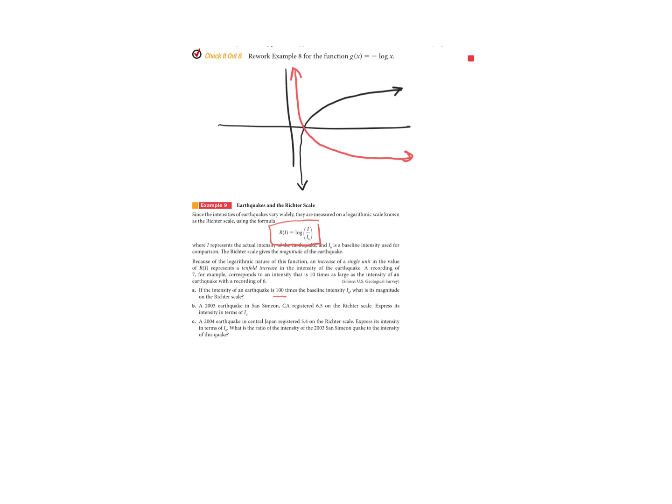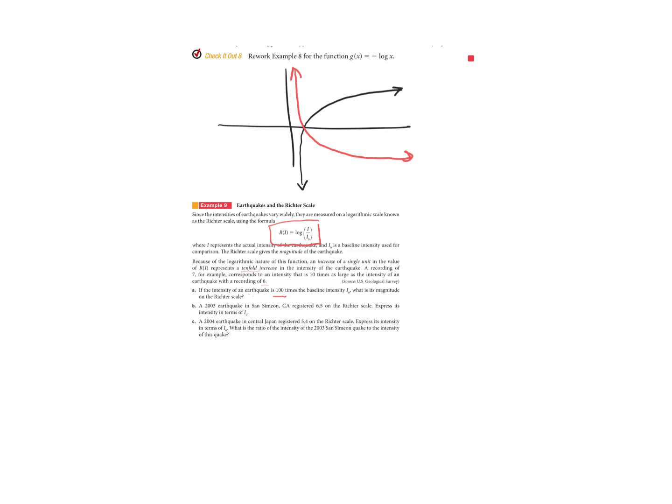A Richter scale gives the magnitude of the earthquake. Because of the logarithmic nature of this function, an increase of a single unit in the Richter value represents a tenfold increase, because we're in base 10, in the intensity of the earthquake. A recording of 7, for example, corresponds to an intensity that is 10 times larger than an earthquake with a recording of 6.